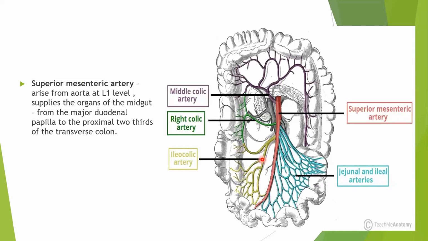The superior mesenteric artery arises from the aorta at the level of L1 and supplies the organs of the midgut, which includes the duodenum from the major duodenal papilla downward to the proximal two thirds of the transverse colon. The major duodenal papilla is placed on the middle of the second part of the duodenum. Its branches are the middle colic artery, right colic artery, the ileocolic artery, and the ileal and jejunal arteries.